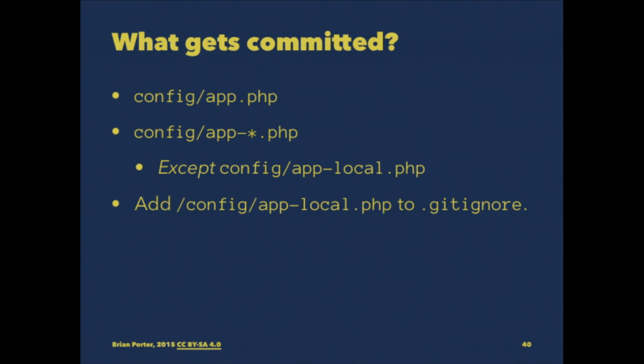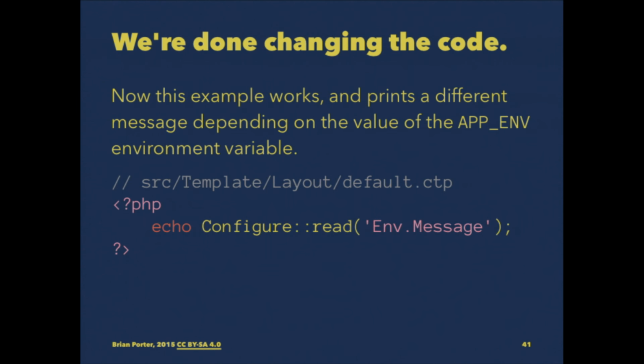So now when we put all this in source control, we're going to commit our app.php. That goes in. So do all of our other environment-specific files, app-staging.php. But we're going to leave app_local out. That's just going to be an optional local file that we can use in production or development. And believe it or not, we're done. That's actually all the changes we need to make for this system to work.